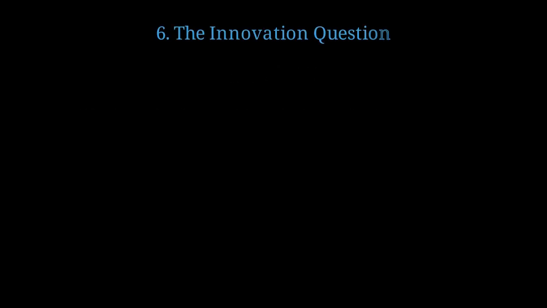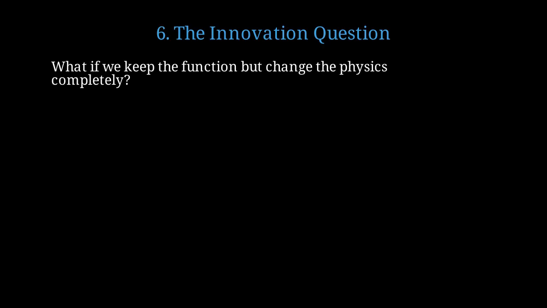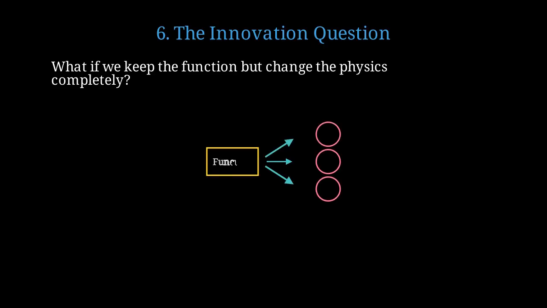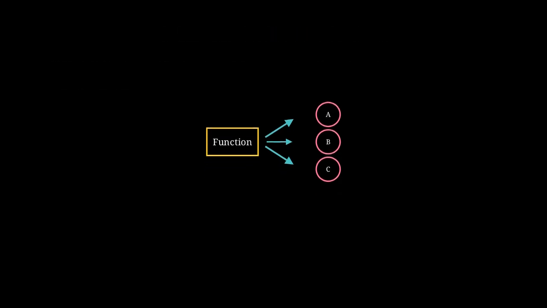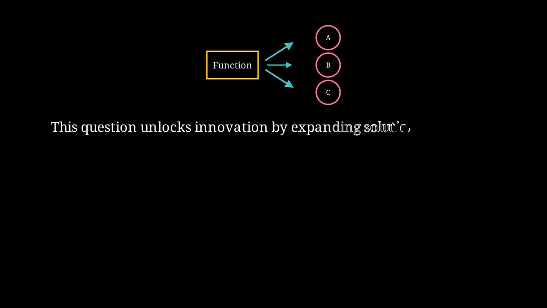Here is the key innovation question that drives breakthrough thinking. What if we keep the desired function exactly the same, but change the underlying physical mechanism completely? One function can map to many different physical implementations, each with unique advantages and limitations. This simple question unlocks innovation by vastly expanding the space of possible solutions we consider.